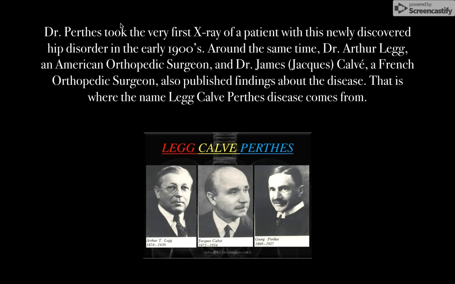Dr. Perthes took the very first x-ray of a patient with this newly discovered hip disorder in the early 1900s. Around the same time, Dr. Arthur Legg, an American orthopedic surgeon, and Dr. James Calve, a French orthopedic surgeon, also published findings about this disease. That is where the name Legg-Calve-Perthes disease comes from.